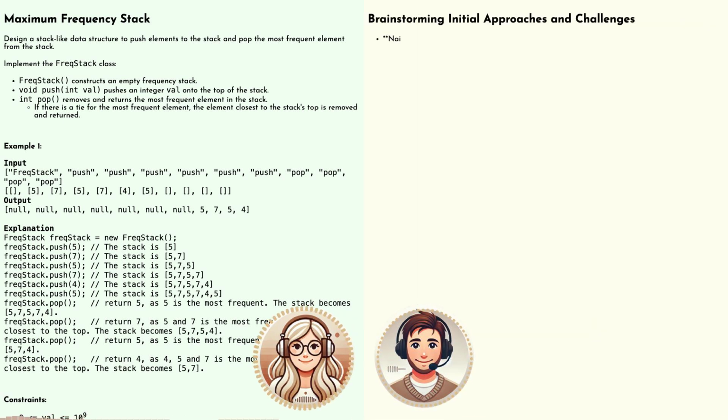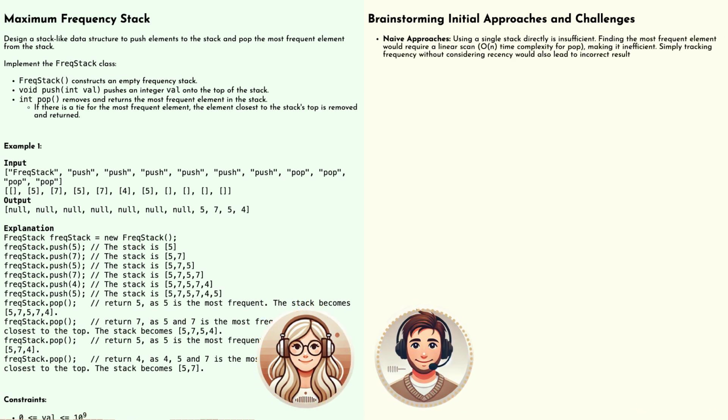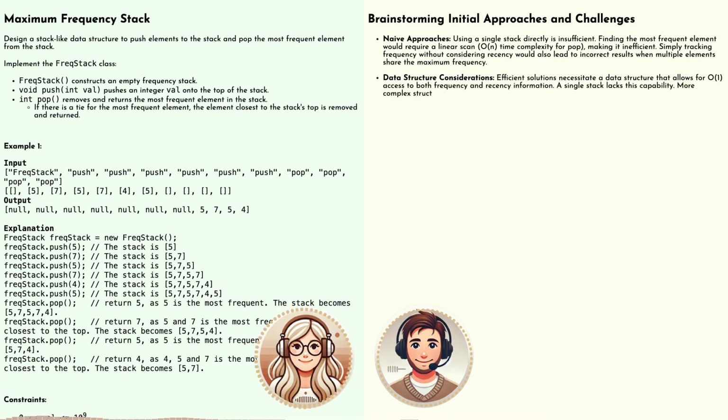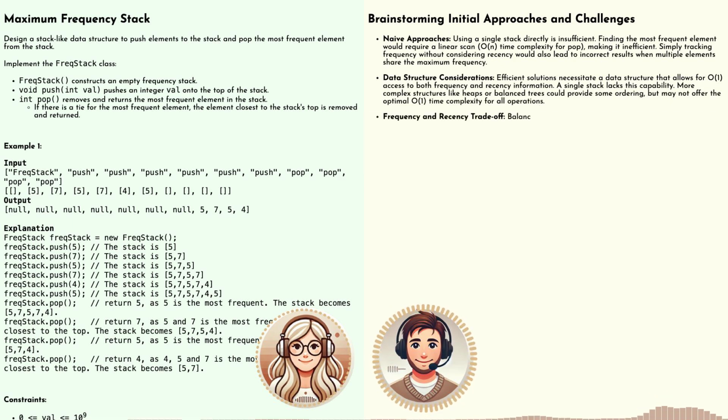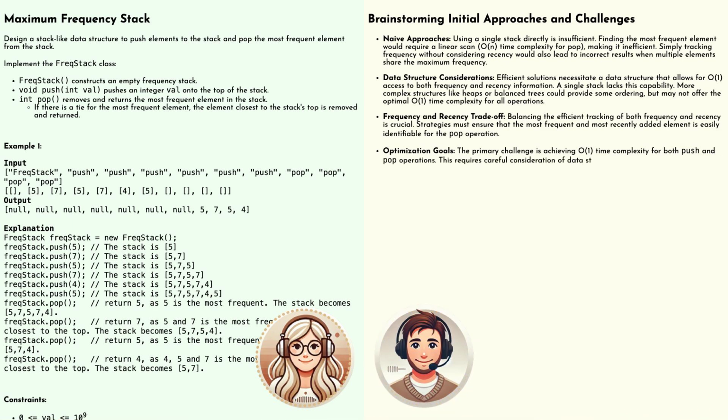This is where it gets really interesting. Now we need to figure out how to actually build this maximum frequency stack. Where do we even start? Let's start with a brainstorming session. What's the most obvious approach that comes to mind, even if it's not the most efficient? Well, if we need to know the frequencies and the order elements were added, we could just sort the entire stack every time we want to pop. We'd figure out the frequencies, sort them from highest to lowest, and then within each frequency, we sort by recency.